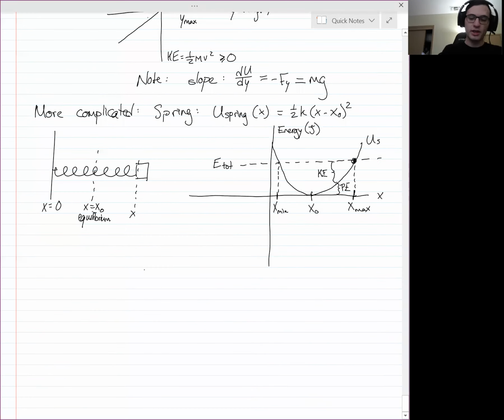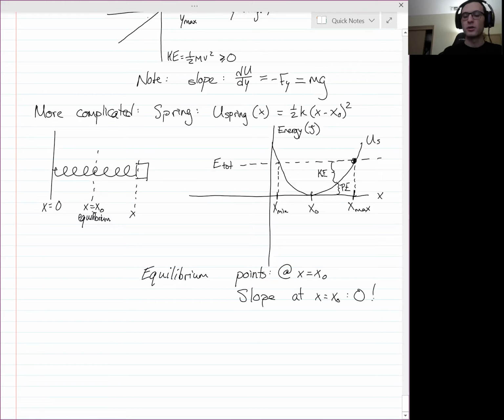Just a quick aside: the equilibrium point is at x equals x naught. That's just by definition. Note that the slope at x equals x naught is equal to 0, and that shouldn't be surprising. The equilibrium point is by definition when the spring exerts no force. It's the place where the spring is happiest being. It won't push you or pull you in either direction.